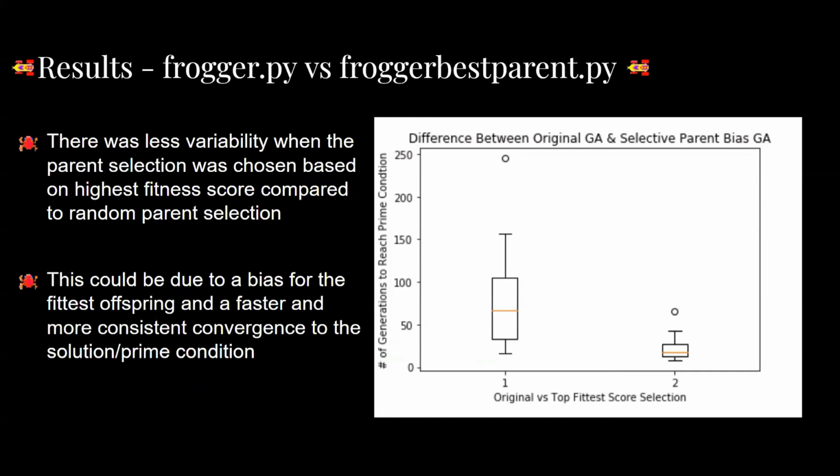In the scatter plot, in the box plot, we see that there was less variability when the parent selection was chosen based on only the highest fitness compared to random parent selection. The top 3 frogs were excluded from this as the program did not finish. Less variability could be due to the bias for the fittest offspring, and a faster, more consistent convergence to the optimal solution was able to be achieved through this.